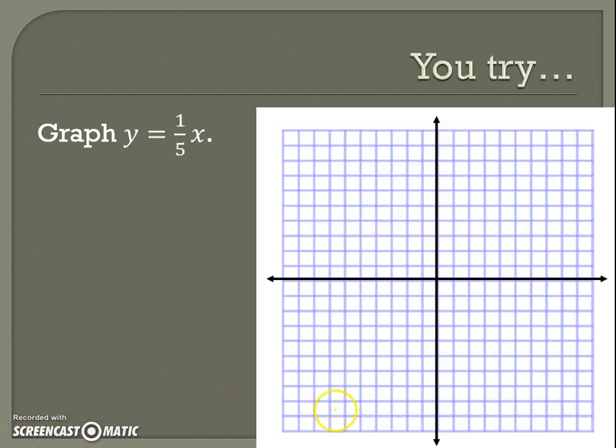Here's one for you to try. Go ahead and pause and try to graph this one on your own. All right, that's what my graph looks like, so hopefully you got something similar to that.